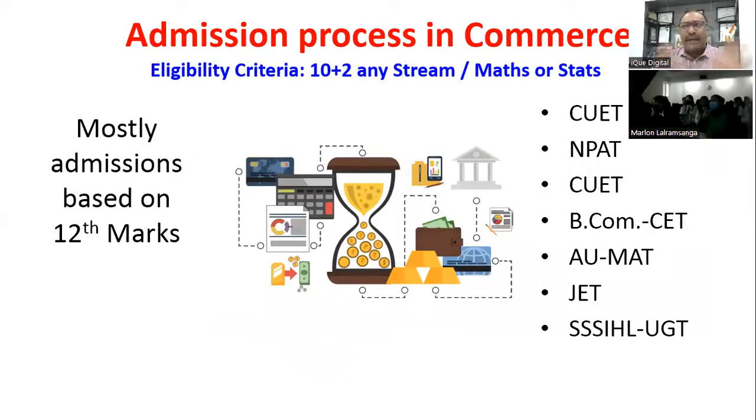Eligibility is 10+2 in any stream. A few colleges may expect you to have studied either mathematics or statistics as a compulsory subject in 11th and 12th. Mostly admissions are based on 12th marks merit. A few private universities may have their own entrance exams, like Narsee Monjee, Christ, Bharati Vidyapeeth, Alliance University, Jain University, Sri Sathya Sai Institute of Higher Learning, and so on.